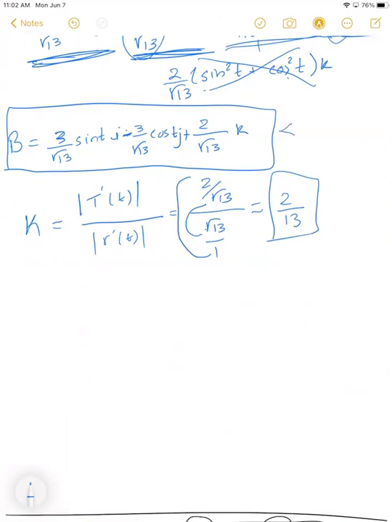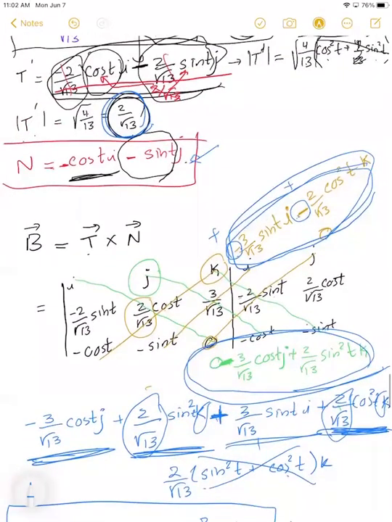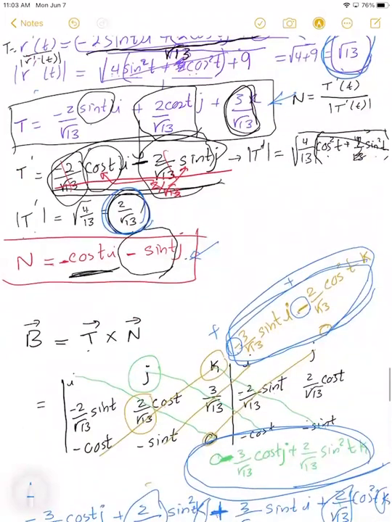But if you notice, B is a vector function of t, N is a vector function of t, and T, the unit tangent vector, is also a vector function of t. I will stop here for 13.4, and then I continue on the next lecture for 13.5.